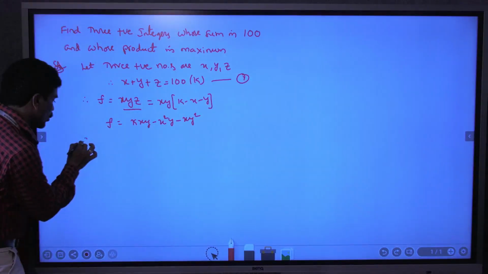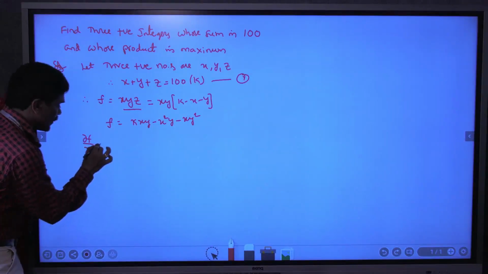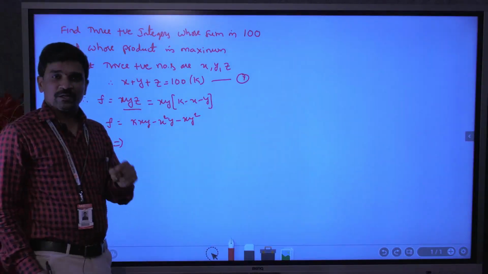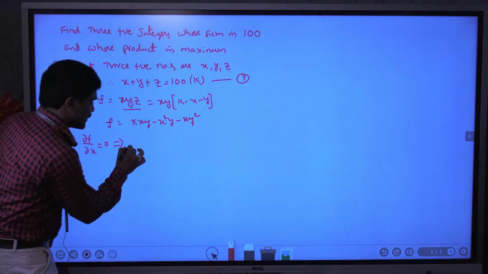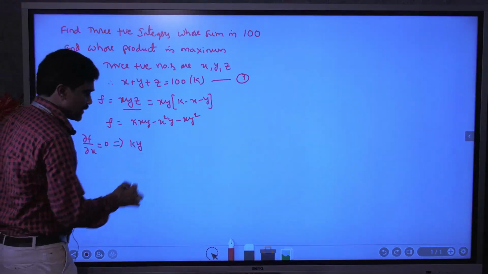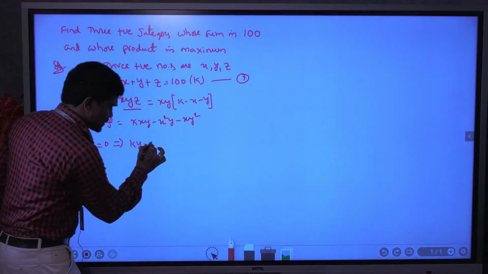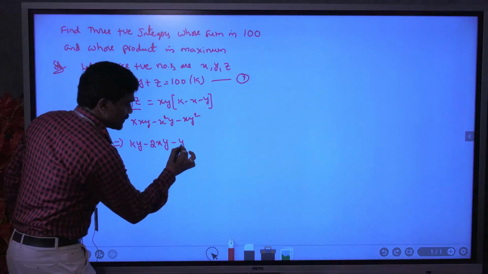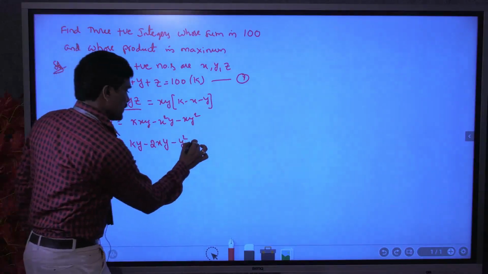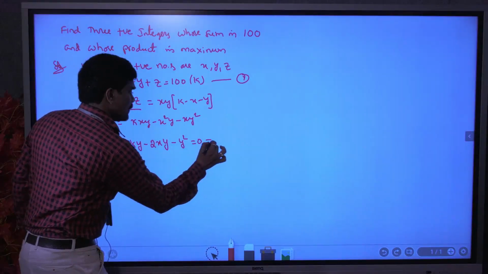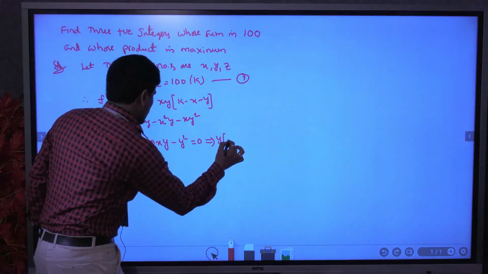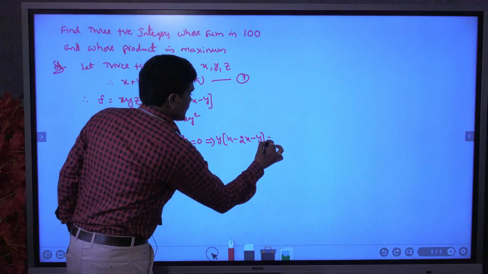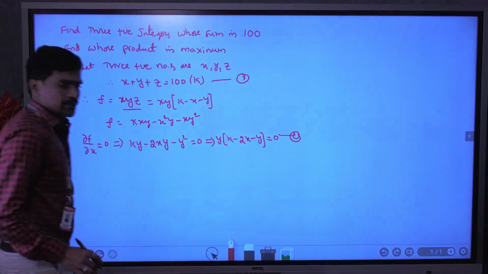So then write dou f by dou x is equal to 0, the derivative of this function with respect to x. What do we get with respect to x? ky, y is constant, x derivative is 1, minus x square derivative is 2x, y constant, minus y square constant, x derivative is 1. So here we get, y is common, right? y times (k minus 2x minus y) is equal to 0. Let it be this equation 2.